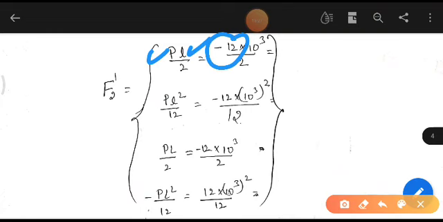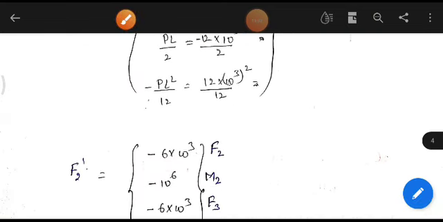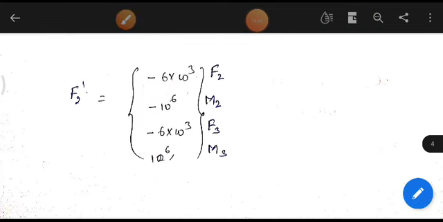The length of the second element is 1000, so 10 raised to 3 is the length, divided by 2. Similarly, minus 12, L square is 10 raised to 3 whole square, divided by 12. Minus 12, 10 raised to 3, 12. If you substitute all this data, you will get this answer.